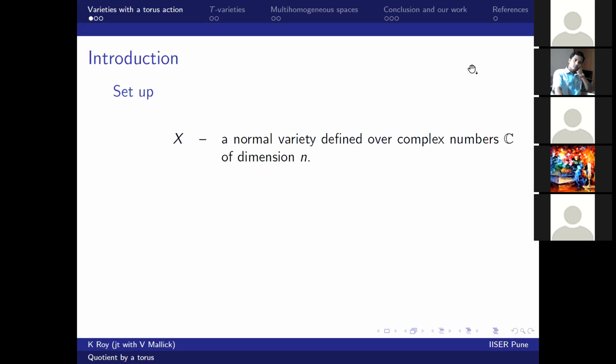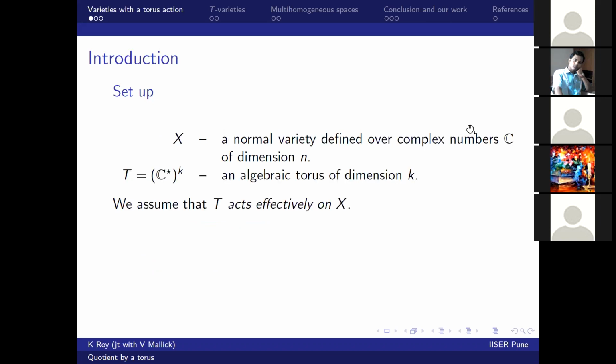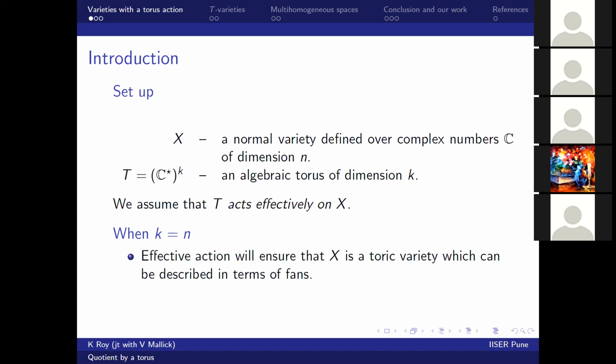So start with a normal variety over the complex numbers of dimension d and an algebraic torus of dimension k. We assume that the torus acts effectively on X. This corresponds to there being a point in X such that the orbit of that point is isomorphic to the torus as a variety. We have special cases here, like when k is n, the effective action of the torus on the normal variety X ensures that X is a toric variety, which can be described in terms of combinatorial data.